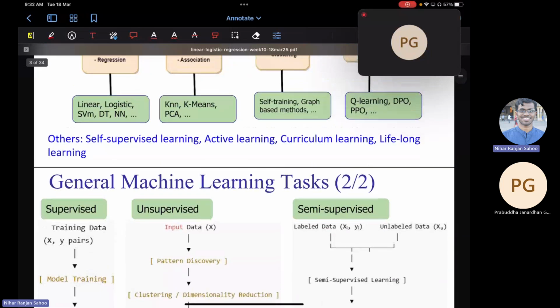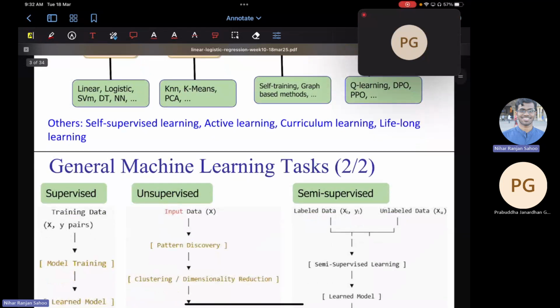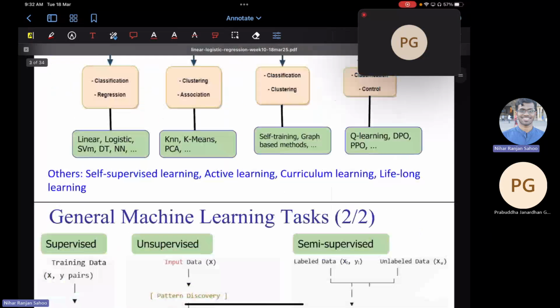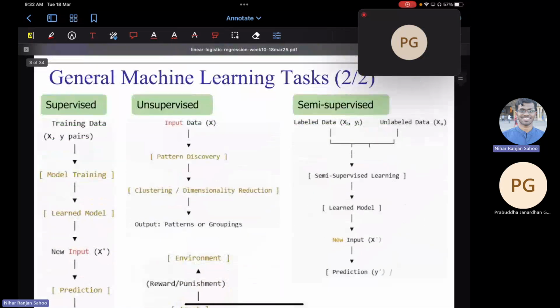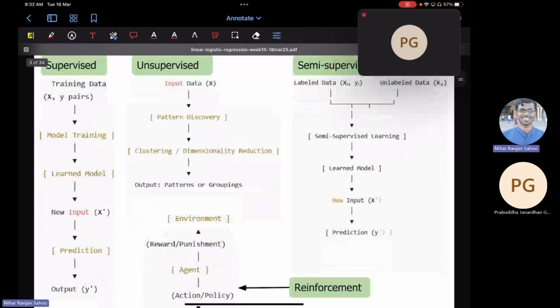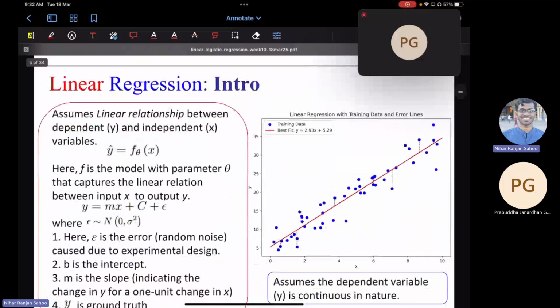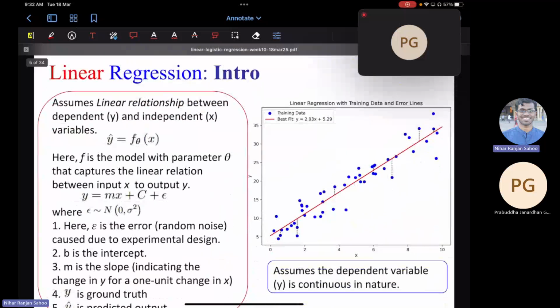Just quickly doing a recap of last class. We started with a discussion on different types of machine learning tasks: supervised, unsupervised, semi-supervised, and reinforcement. Then we covered the frameworks of these machine learning task types. Then we discussed classification versus regression, particularly. Then we mentioned what linear regression is.